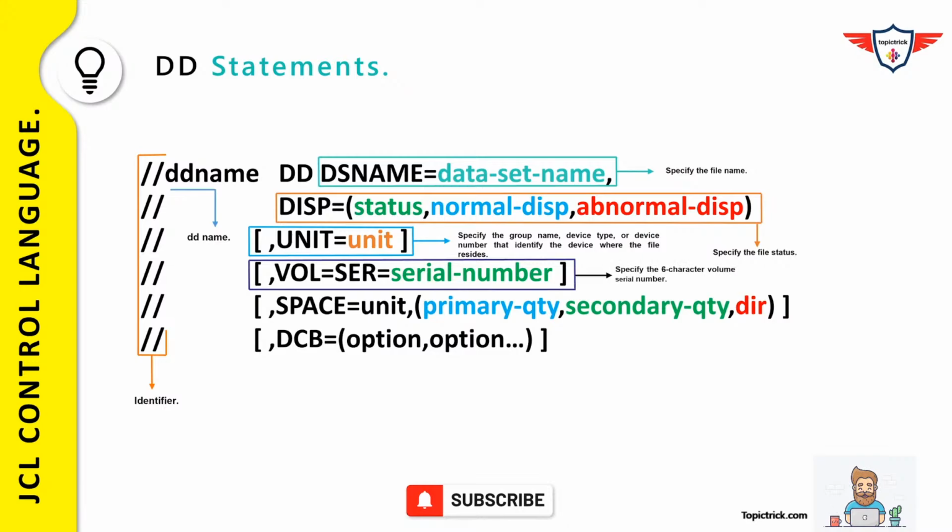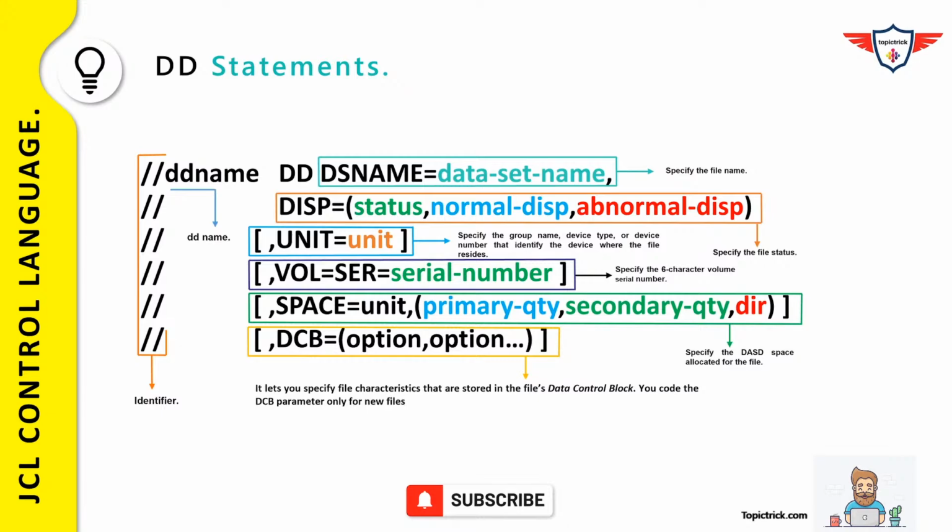The next parameter is VOLUME equals SER, and it is used to specify the 6-character volume serial number of the volume that contains the file. Again, it is not required if your dataset is already cataloged. The next parameter is space, and it is used to specify the space to be allocated for the file. And finally, the last parameter is DCB, and it is used to specify the characteristics of the file. When I say characteristics, it means the record format, logical record length, and the block size.